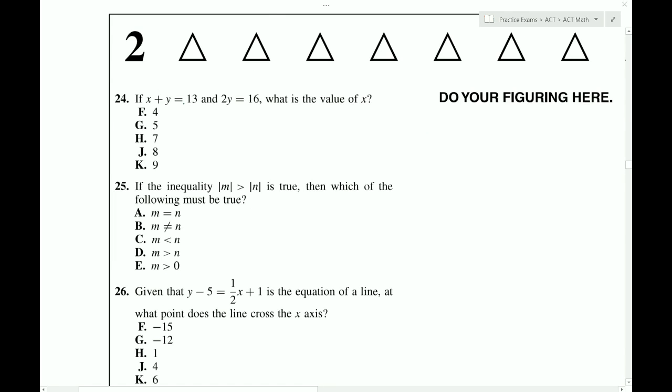If x plus y is 13 and 2y is 16, what's the value of x? So right away we could solve this one by dividing by 2 on both sides. We get y equals 8. Once we get that, we could then plug this 8 in for y in the other equation. So x plus 8 equals 13, minus 8 from both sides. X is equal to 5.